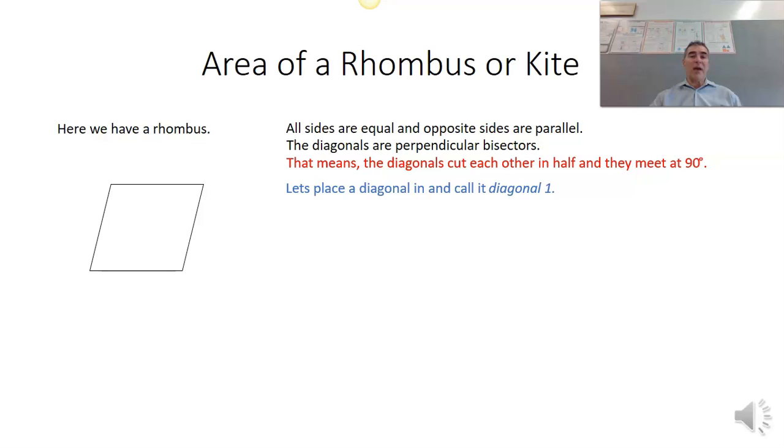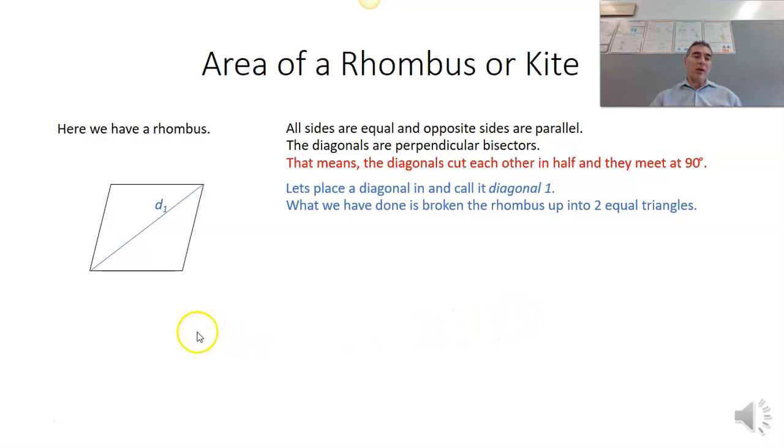So let's place in a diagonal. We'll call it diagonal 1. There's our first diagonal, and we'll label that D1, as in diagonal 1. What we've done is broken the rhombus up into 2 equal triangles. Remember, these 2 sides are the same, and so are these 2 sides, and this length here. So we've got an upper triangle here, and a lower triangle there. They're both equal.